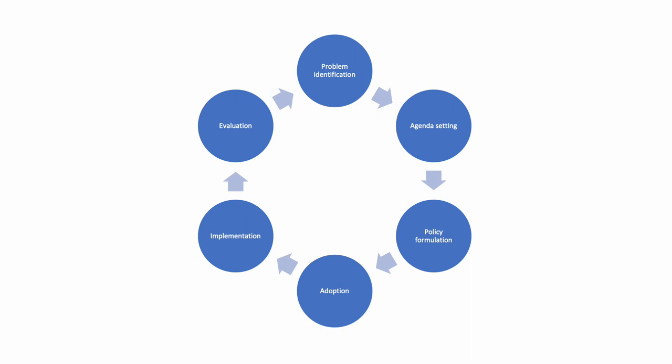So, for example, if the idea is to do something about air quality, and that's the problem, it makes its way up the agenda, and when the time comes to deal with it, there's an approach that comes out. They consider different ways to try to improve air quality, and one of these approaches is adopted. Say, for example, carbon credits.